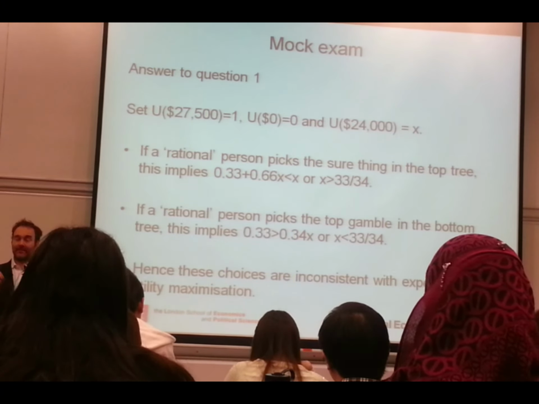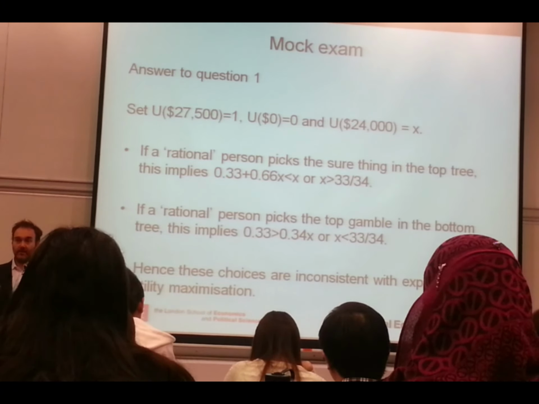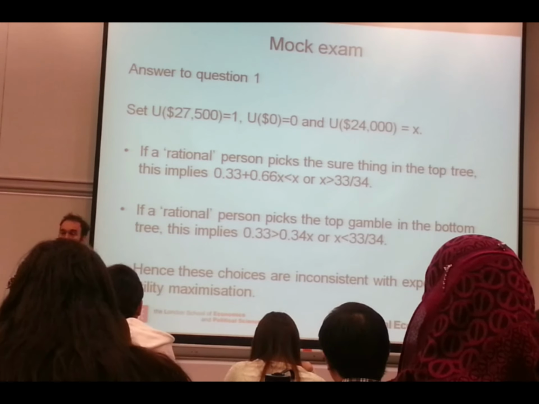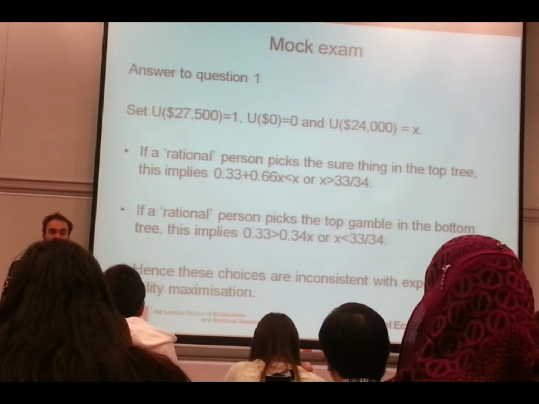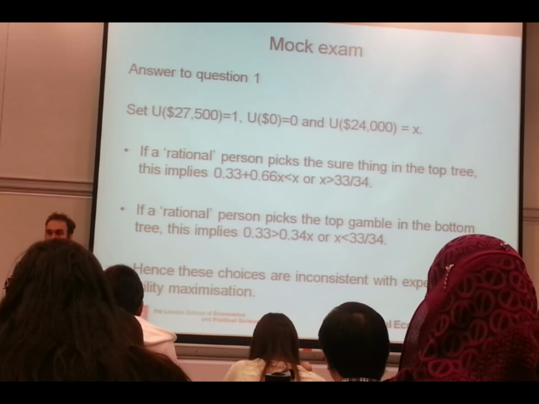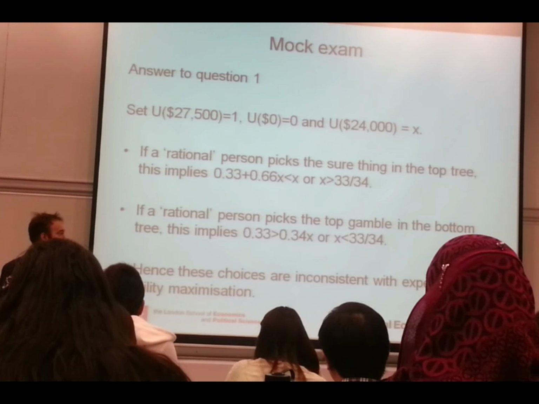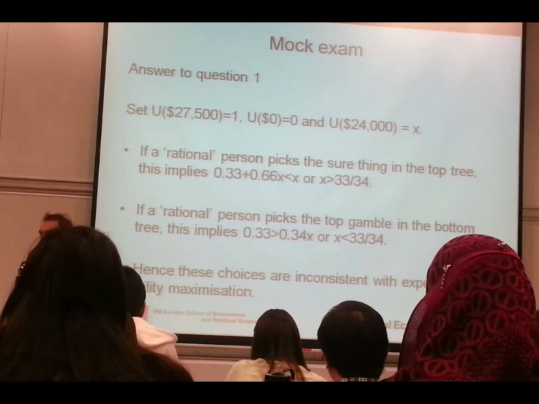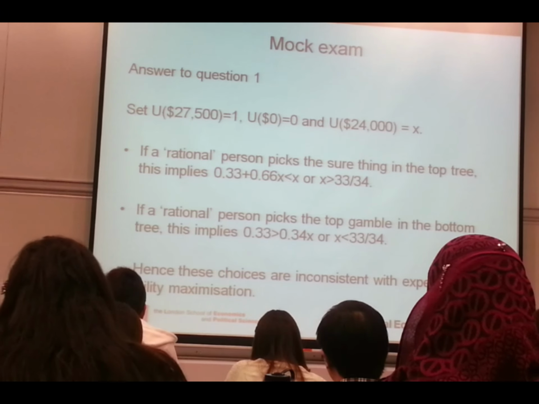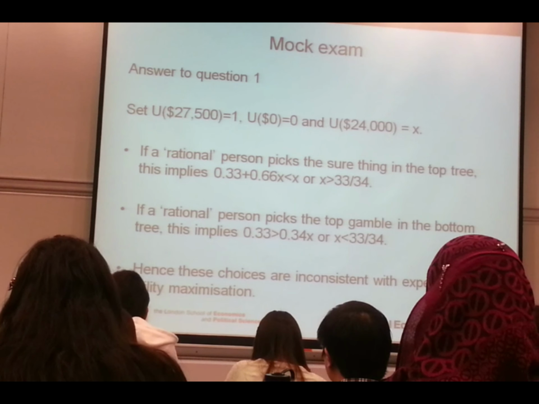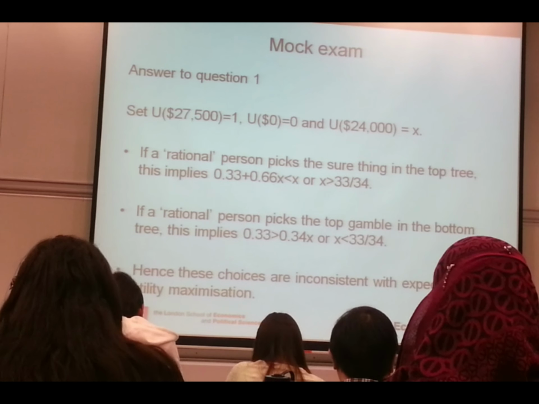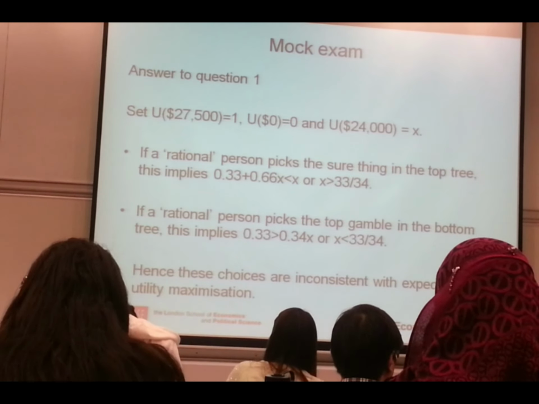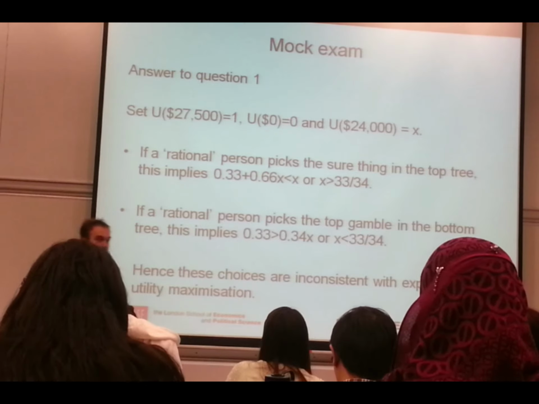So this means that the same person, right? The same person cannot have x bigger than 33 over 34 and x smaller than 33 over 34, right? So this means that these choices are inconsistent with expected utility maximization. So you would not expect a rational person to make both of these choices in conjunction, because it would imply, on the one hand, that we have a large x, and on the other hand, that we have a small x.